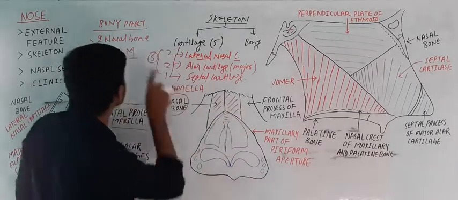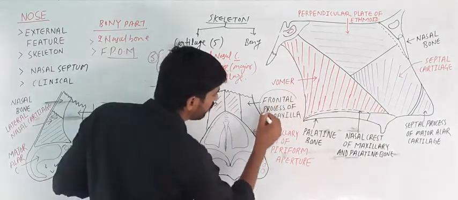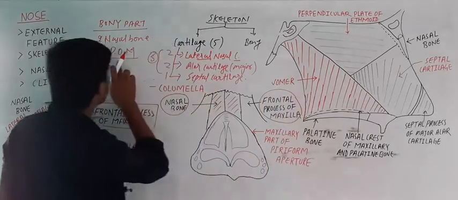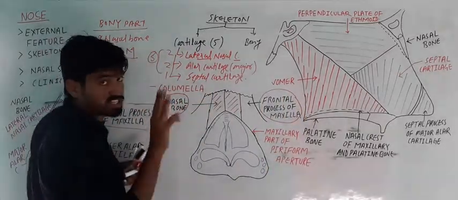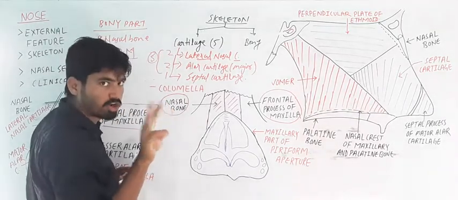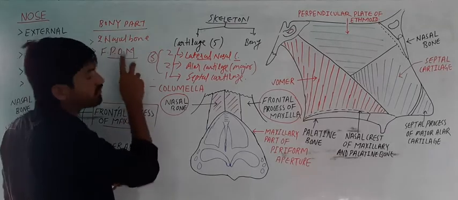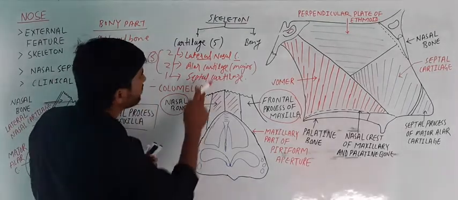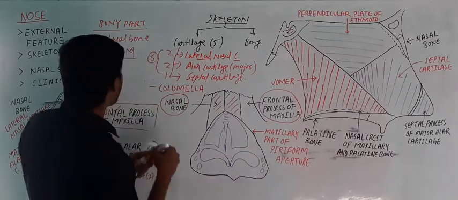So there are two nasal bones, and one is the frontal process of the maxilla. So here is the frontal process of the maxilla. So in total, there are 3 bones in number and 2 types: 2 nasal bones and 1 frontal process of the maxilla. Cartilage, 5 cartilages.